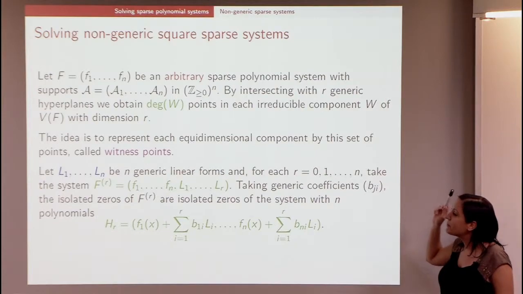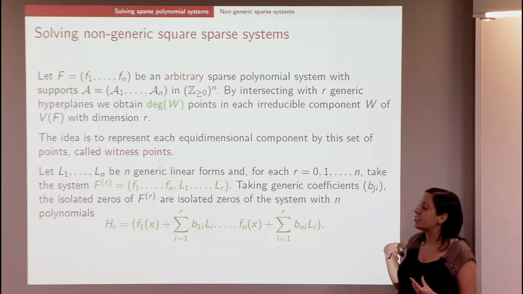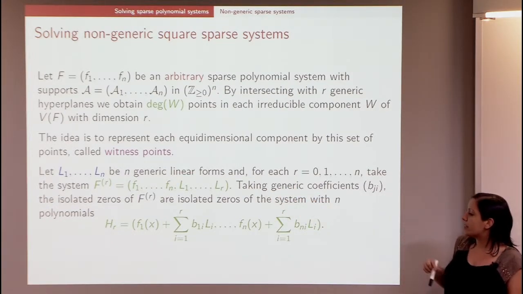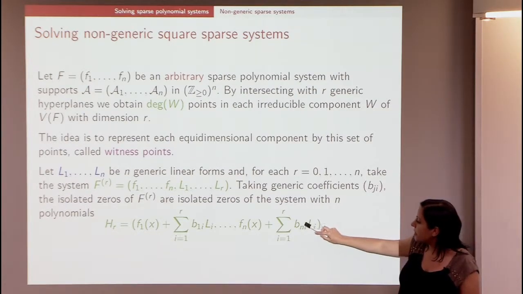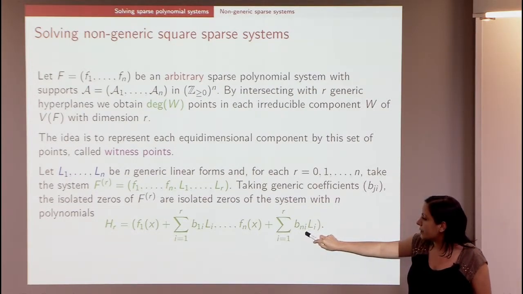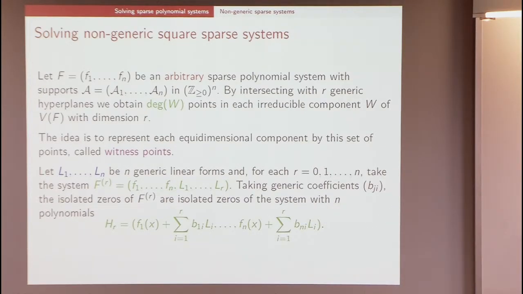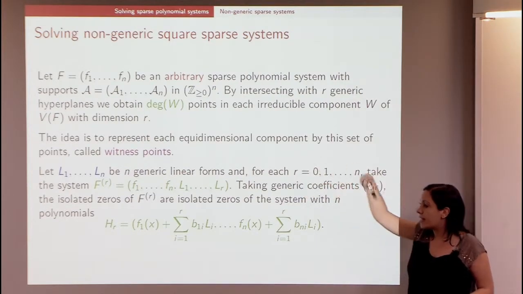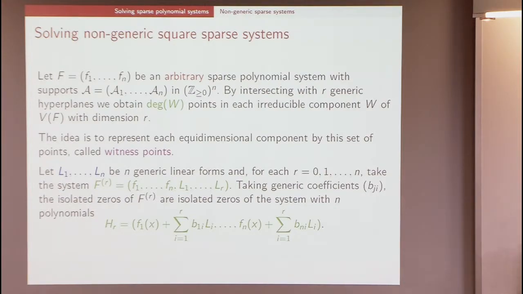if we take generic linear combinations of these polynomials, and in particular, if we take this kind of generic linear combinations where the only generic coefficients that we're going to be using are these ones, then all the isolated zeros of this system are also isolated zeros of this system here.